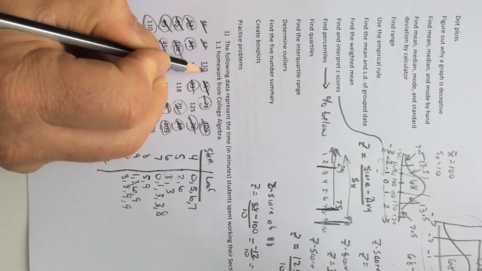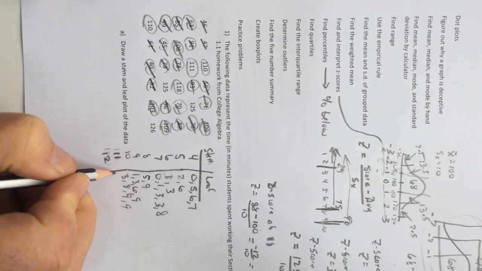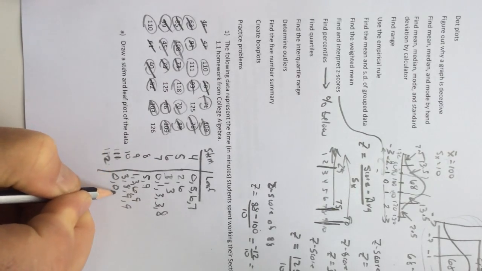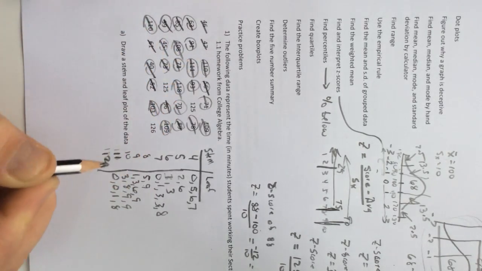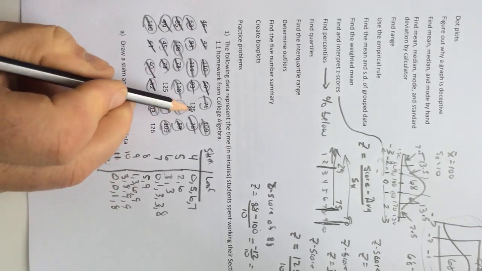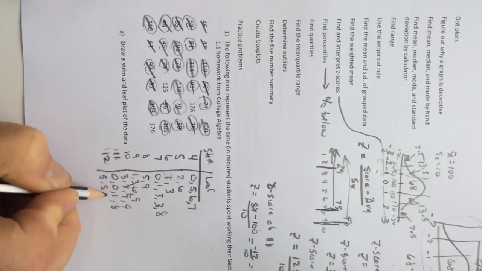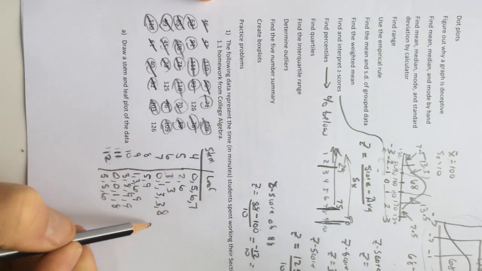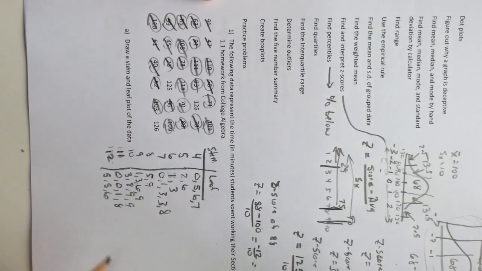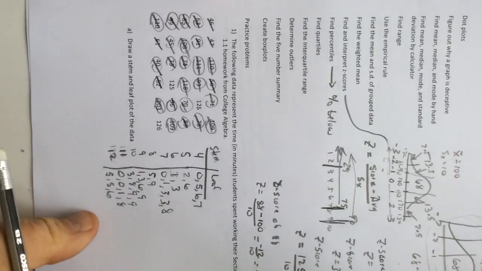110, 110, 111, 118. So I have 110, 110, 111, and 118. And then here's the last ones, 125, 125, and 126. That's called a stem and leaf. So sometimes you can see now if it's normal or uniform. It's sort of uniform. So let's draw a stem and leaf plot.